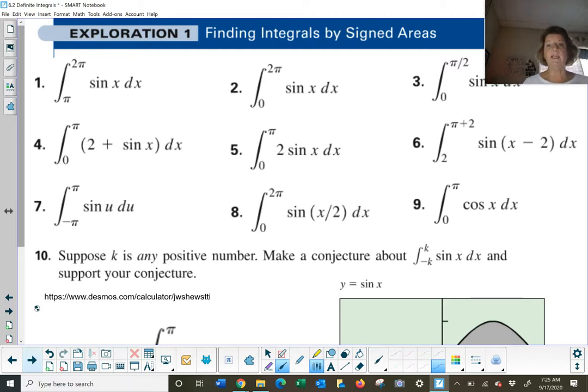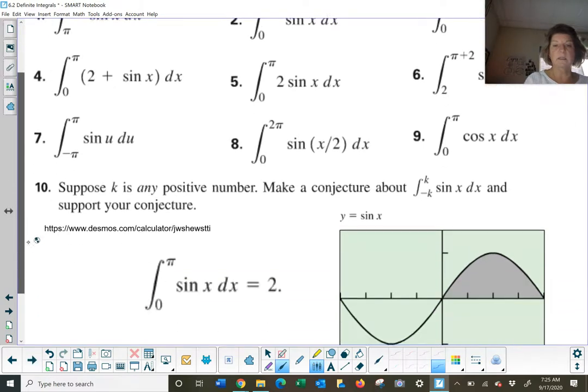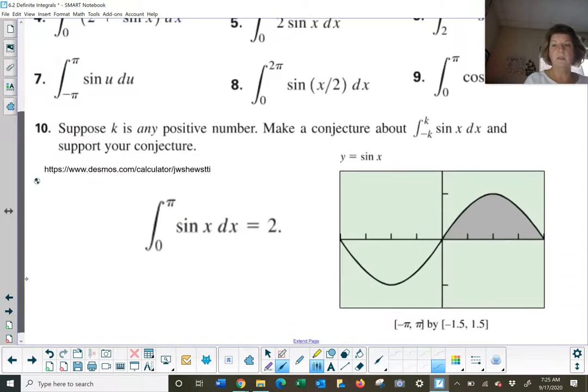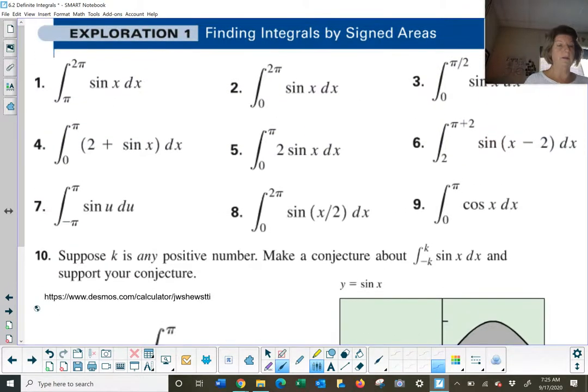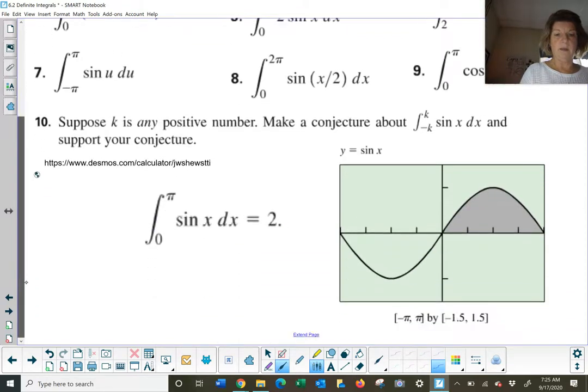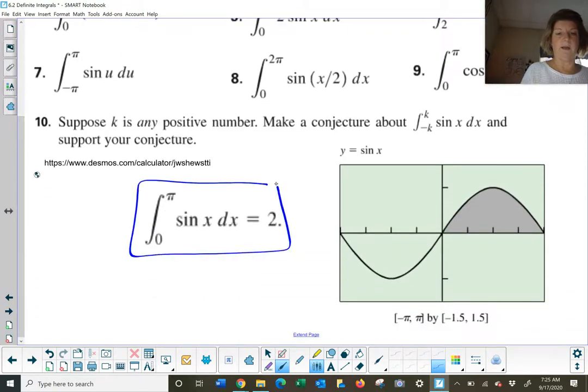Let's see. Find the integrals of the signed areas. And here we go. I'm missing something, and that is the definition. I know it's located on your worksheet, it's just not showing up there. This is what I'm looking for, right there.